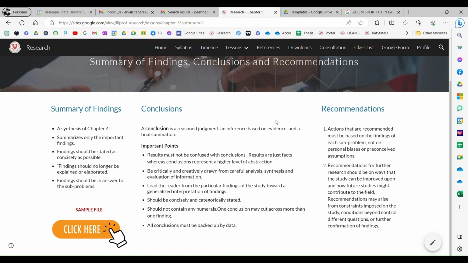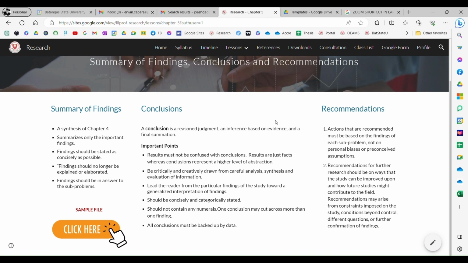Of course, all of the conclusions must be backed up by your data. There should be a basis. You cannot just make a conclusion or generalization out of thin air. It should be based on what you have presented in chapter 4, and on the summary of findings. Then the last part is the recommendation.